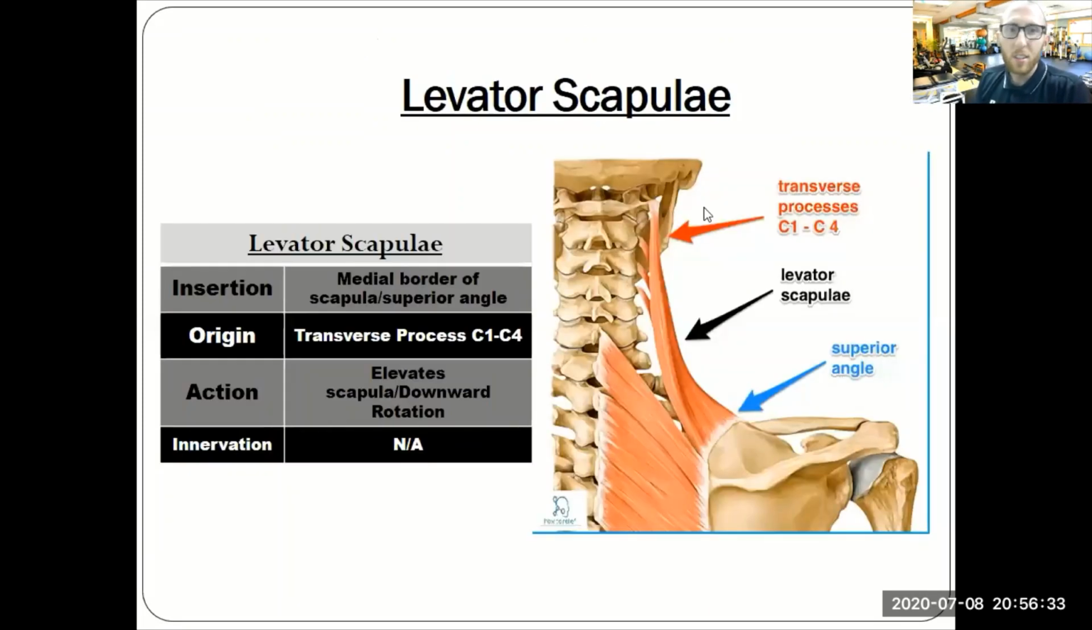Speaking of elevation, a muscle that elevates the scapula is the levator scapulae. This one's posterior. We're in the cervical region. We're going from the transverse processes of C1 to C4 down to the medial border / superior angle of the scapula. So this muscle is going to lift on up the scapula, as well as some downward rotation. Start a list, grab a piece of paper if you're not taking hand notes, or on your computer, and start a list of muscles that do downward rotation.